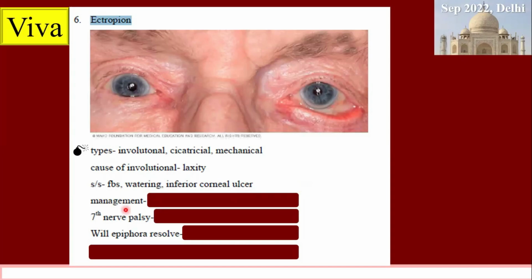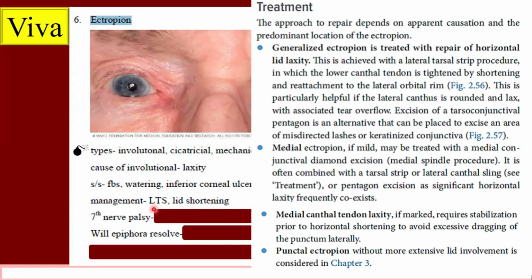And here's the management. Let's say surgical management or surgical treatment. What is the surgery on such a patient? Now the question is restricted to the patient. Suppose this is an involutional ectropion. So what is the surgery for involutional ectropion? Lateral tarsal strip, which is commonly used. She wrote lateral tarsal strip and lid shortening. Actually, lateral tarsal strip is one of the surgeries for lid shortening. There are other surgeries for lid shortening, but the most important one is lateral tarsal strip. Again, lid shortening is a broader, big heading. Under this heading, you will find lateral tarsal strip.